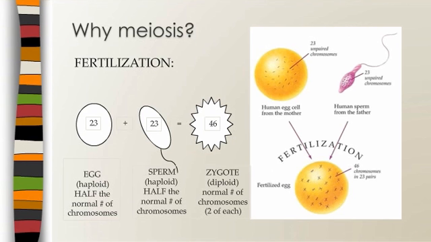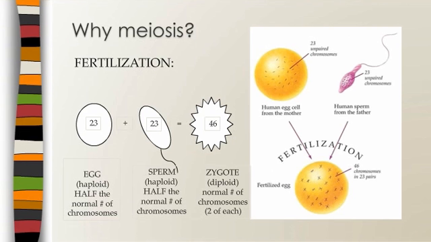Underneath those pictures, you need to write the words egg, sperm, and zygote. The words haploid and diploid are already written in for you, but please define those words. A haploid cell has half the normal number of chromosomes. A diploid cell has the normal number of chromosomes, 2 of each kind.